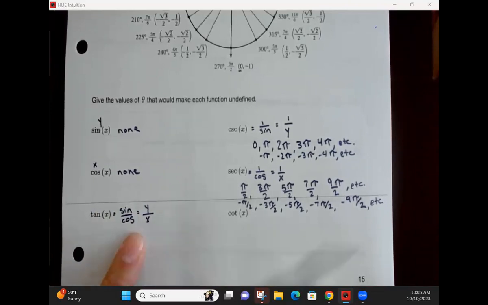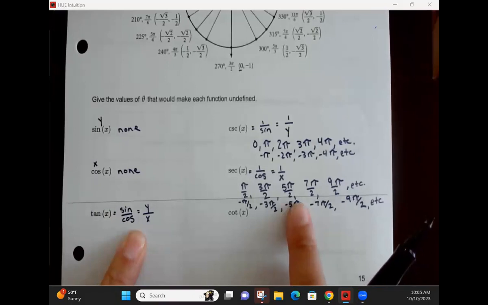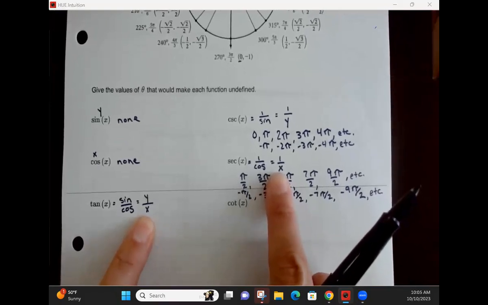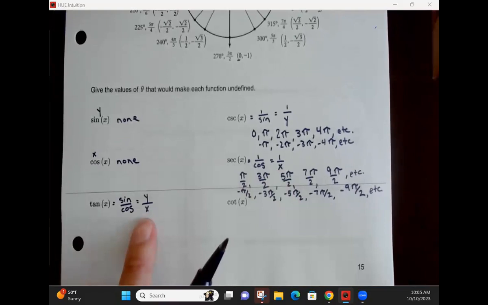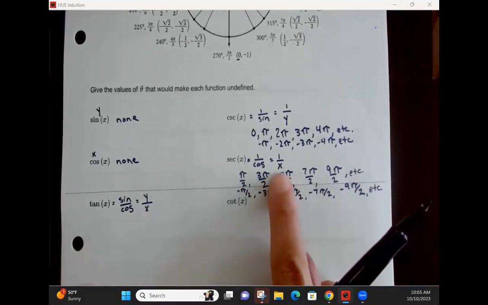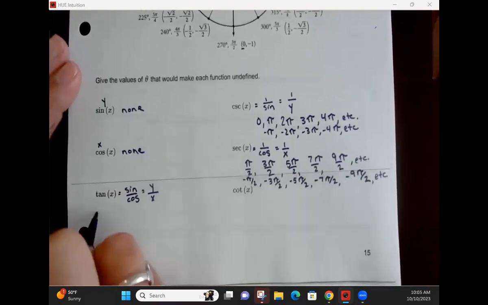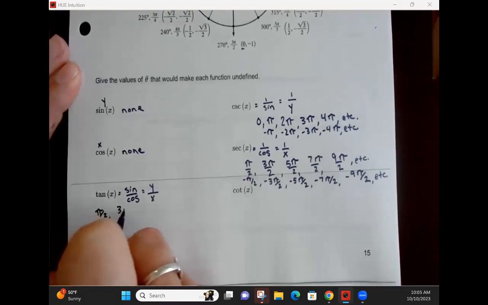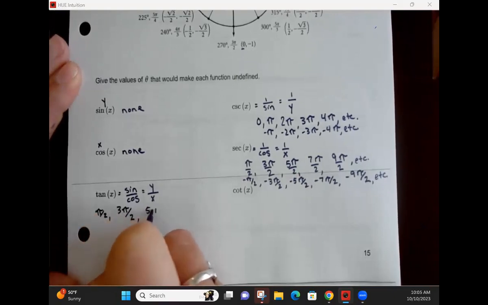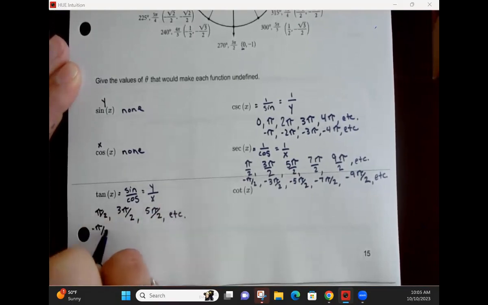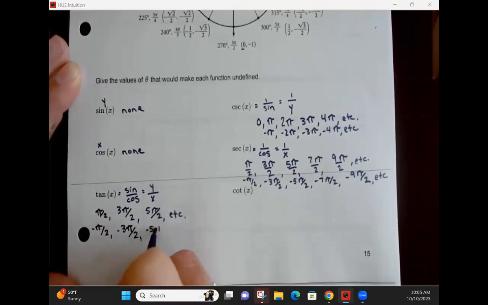That's going to be the same places that secant was undefined. Does that make sense? Because it's x, that's our problem here, where x is 0. It's the same issue for secant. So tangent is going to be undefined in all the same places that secant was undefined. So at pi over 2, at 3 pi over 2, at 5 pi over 2, and so on and so on. And then at negative pi over 2, at negative 3 pi over 2, at negative 5 pi over 2, and so on and so on.